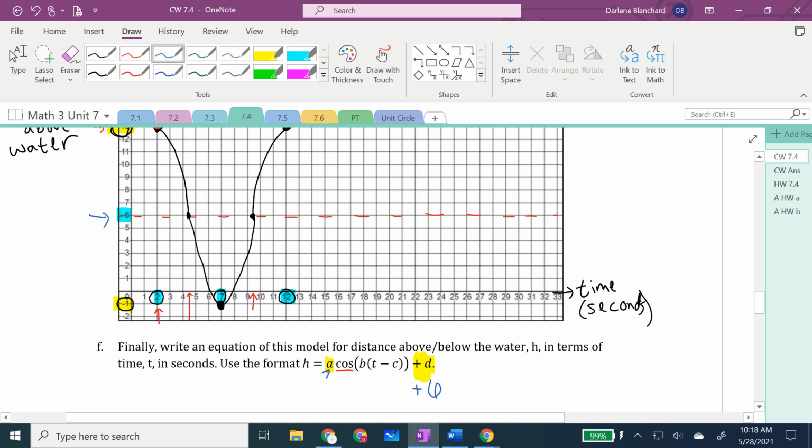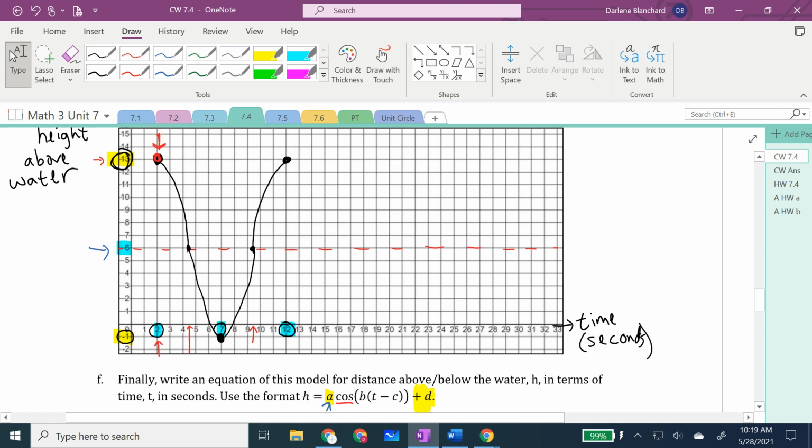Now A is going to be a positive number if I begin a cosine cycle at the top. And I am beginning at the top. So that means that I just need to write down a positive number, and that number is the amplitude. The amplitude is the distance from that highest point to the midline, and also the distance of the lowest point to the midline. And that distance is 7.